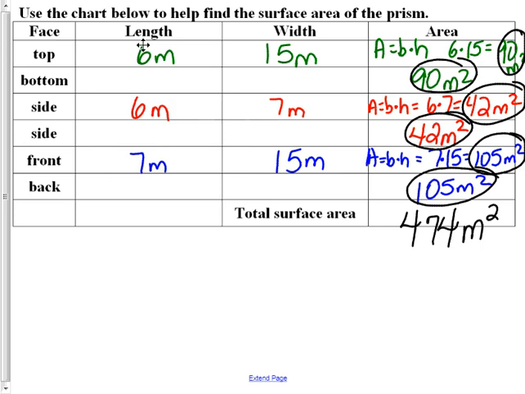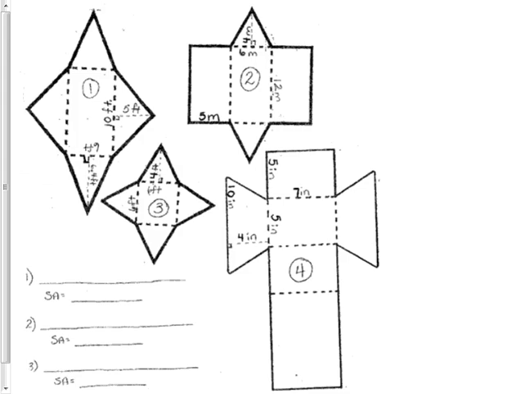Now, sometimes you may have a figure where you're already given the net, and if you're given the net, that's actually easier because you can just look at the dimensions where they are on the net and you can see the faces that way. So here's an example of that. Let's look at problem number 1 that you see over here.